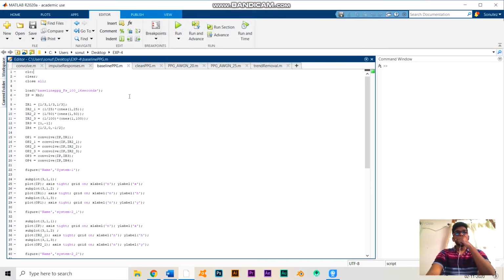Now in the same way we will do it for the second, third and fourth signals. Now we will load the clean PPG signal, and then we will write all the impulse responses of the systems, and we will use the function convolve to convolve the input signal with the impulse responses of these systems. Now we will run this code.